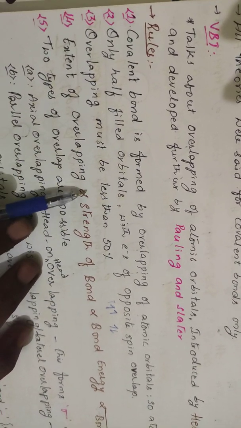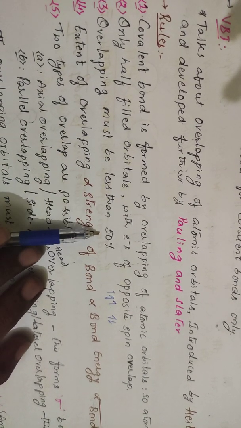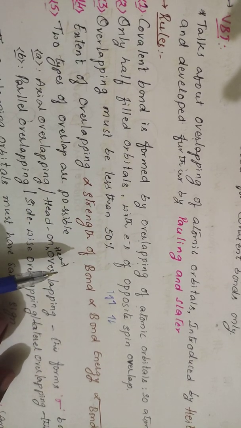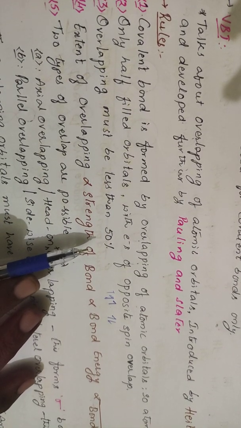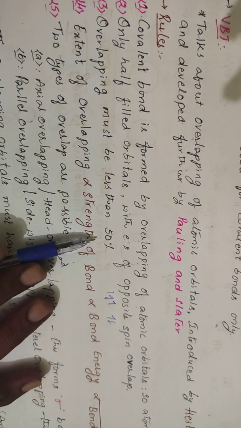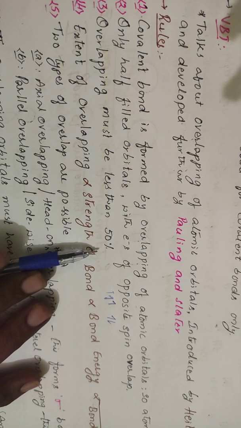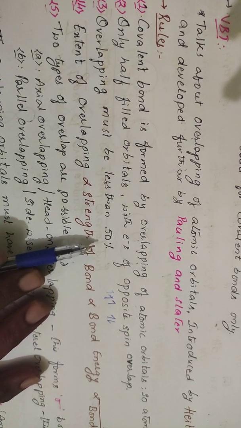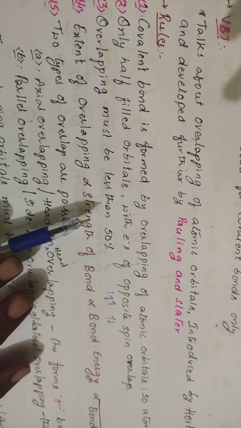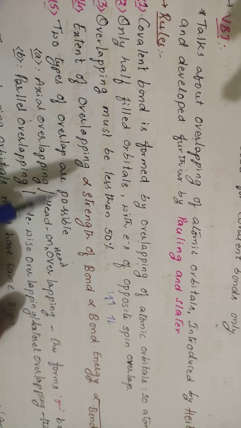And then the overlapping occurs. When the overlapping occurs, more than 50% overlap should not occur. If more than 50% happens, what happens? If 100% happens, two atoms combine together and form a single atom. There are no two atoms again. So overlapping will not be greater than 50%. The overlap for the formation of the covalent bond should be less than 50%. When it is greater than or equal to 50%, repulsion comes into existence, right?